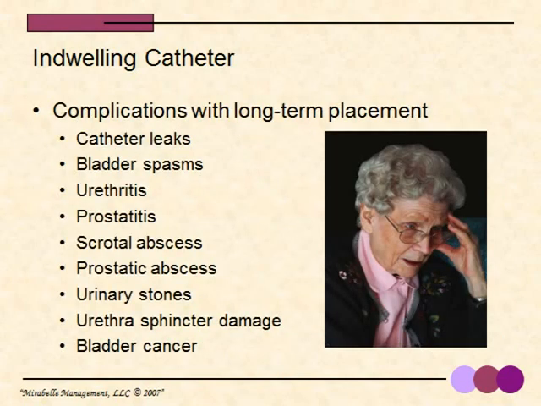Here are some of the complications with long-term placement with an indwelling or Foley catheter. Catheters certainly can leak. They can cause bladder spasms, and it causes the tubing to move or to come out. Urethritis, prostatitis, scrotal abscesses, prostatic abscesses, can cause urinary stones, urethral sphincter damage, and as we mentioned in the previous slide, it can contribute to bladder cancer.